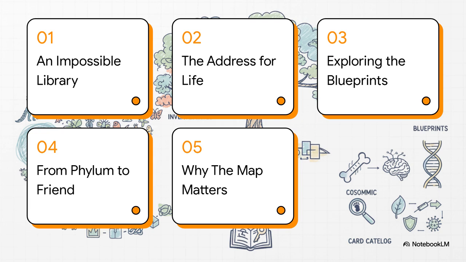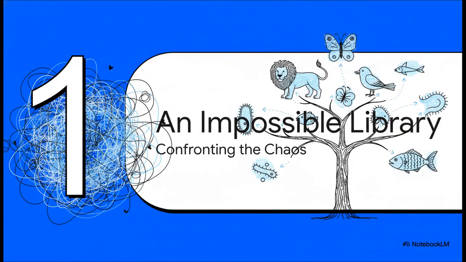First, we'll face the chaos head-on in what we're calling an impossible library. Then we'll discover the address for life, the system we use to sort it all out. We're going to explore the basic blueprints of animal life, connect it all from phylum to friend, and finally, get into why the map matters in the real world. Right, so let's start there, with that feeling of beautiful, disorganized chaos.